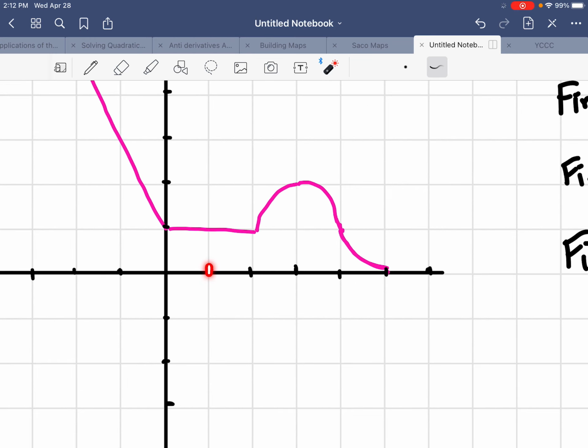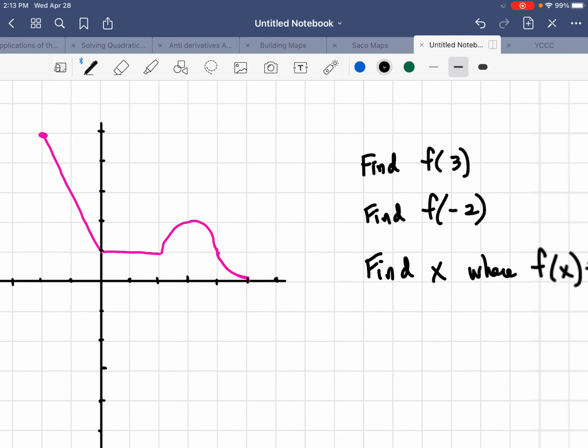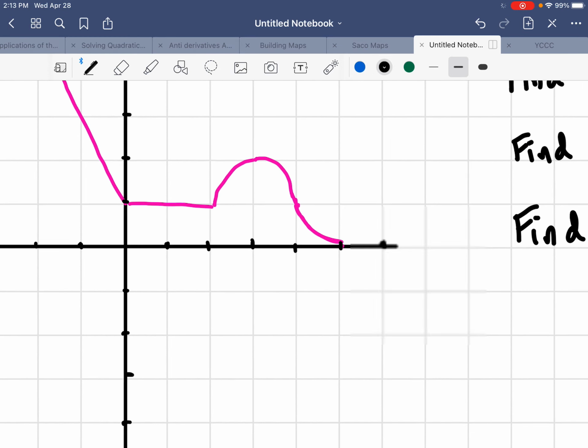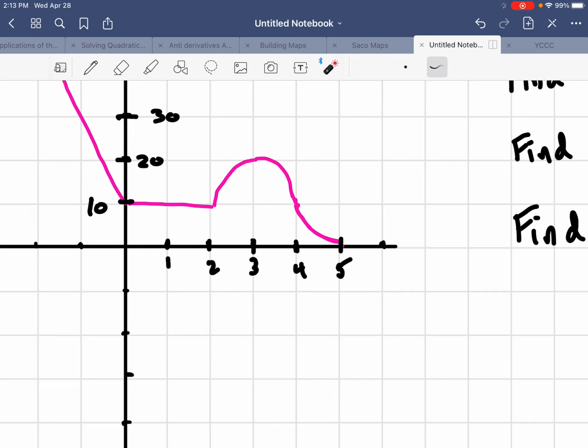So what if I said, let's see what I have for numbers here. I'm going to call this 1, 2, 3, 4, 5. It doesn't look like we need to go beyond 5. And I'm going to call this 10, 20, 30, and so on. I don't need to label everything. I just need to know how much each box is worth vertically. So every box up is 10. Every box left or right is 1.